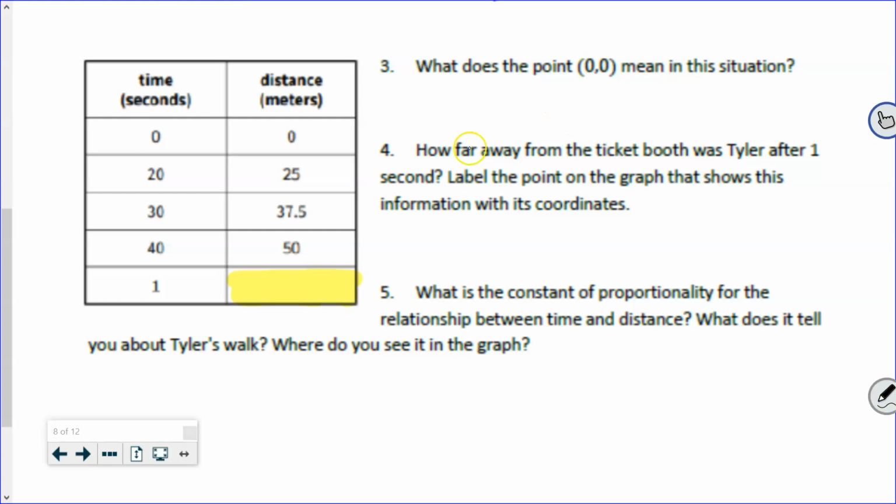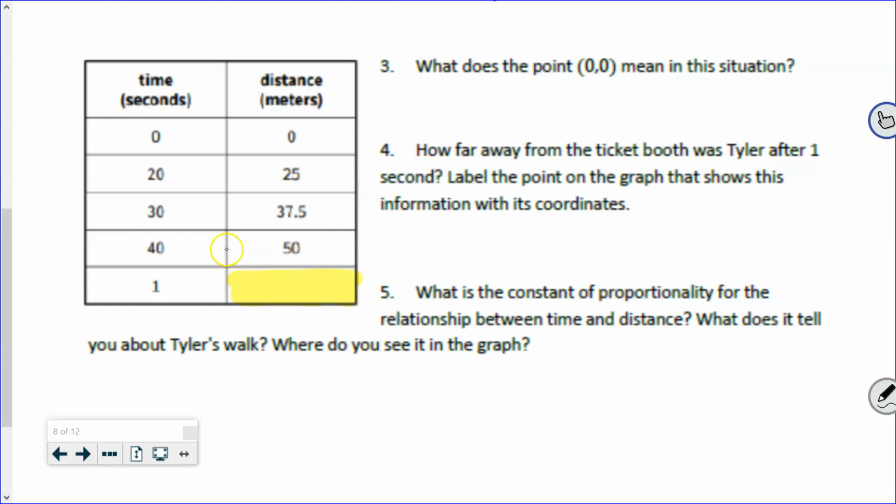Let me finish reading all the things you have to do. Answer this question. What does the point 0, 0 mean? How far away from the ticket booth was Tyler after 1 second? Label the point on the graph that shows the information in the coordinates. And what is the constant of proportionality for this relationship between time and distance? What does it tell us about Tyler's walk, and where do we see it in the graph? I want you to answer all of those questions, working with your groups.